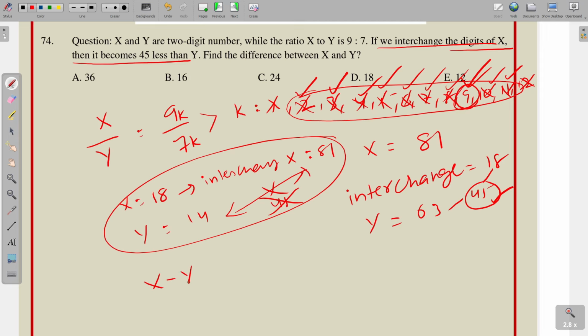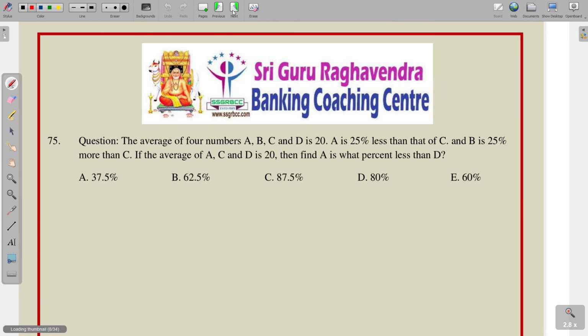Then find the difference of X and Y. 81 minus 63, the answer is 18. The answer is 18 for this question. Next question.